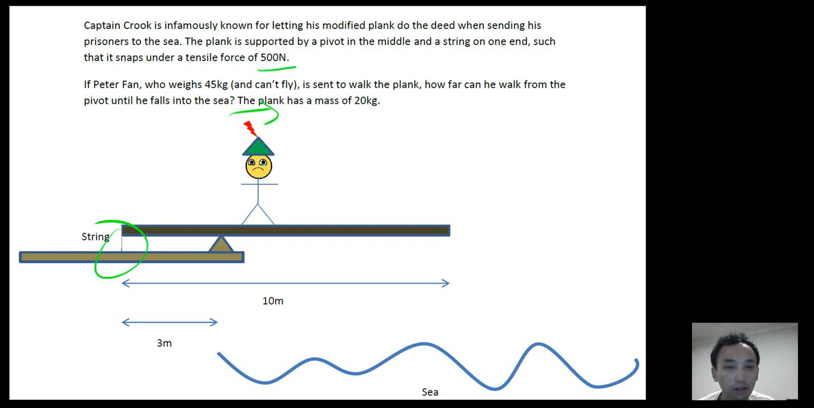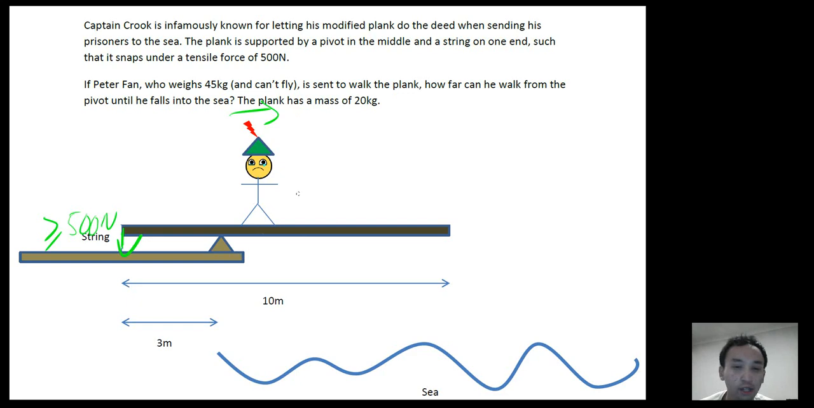What this is trying to say is that when the string is being pulled with this much force, so the tensile force is 500 newtons, it will break, and we want to know when the tensile force is either 500 newtons or more. To draw this on the diagram, the tensile force that is pulling the plank has to be 500 newtons or more. And of course we equate this to 500 newtons for the critical case.